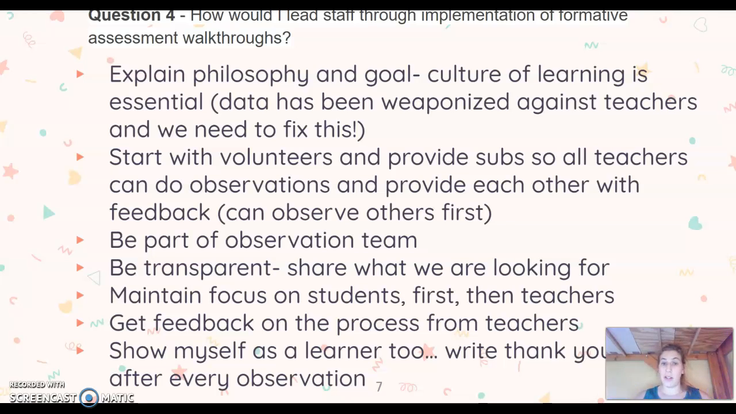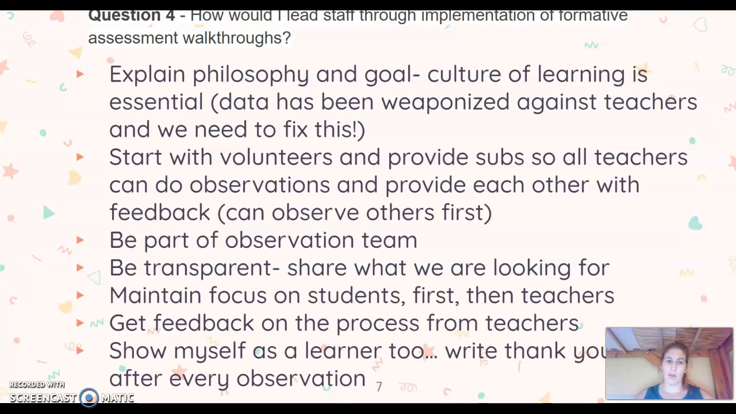I would also like to include everyone in this walkthrough process. So I would start with people volunteering to be observed and provide subs so that all teachers can do observations. That helps remove that veil or curtain behind the process so people can see that this really isn't about gotcha or about shaming people. This is really about learning and growing together. When you get to be an observer in somebody else's room, that's a really positive experience. It builds peer connections, lets you learn from your peers, and takes away some of the stigma or fear behind the process.